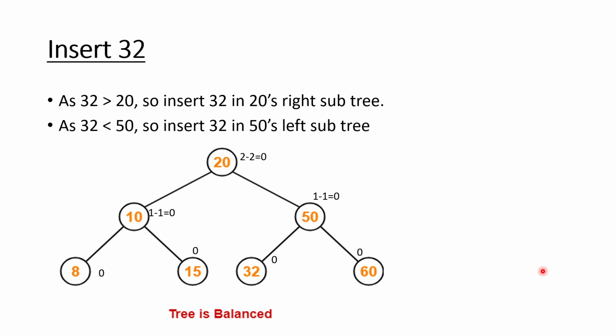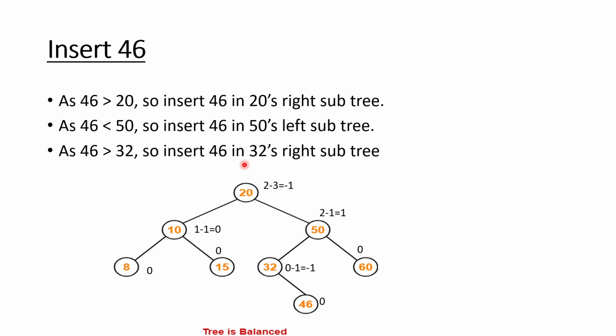Dynamically balanced. Insert 32. The tree has 20 as the root. You start from 20. Our number is 32. 32 is bigger than 20, so it should be on the right side. Already 50 is there. 32 should be left of 50. Then compute the balance factor. The balance factor of these 4 leaf nodes is 0: left subtree minus right subtree is 0. So this tree is balanced.